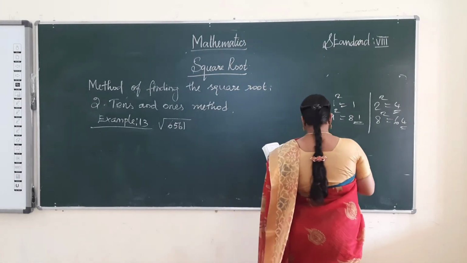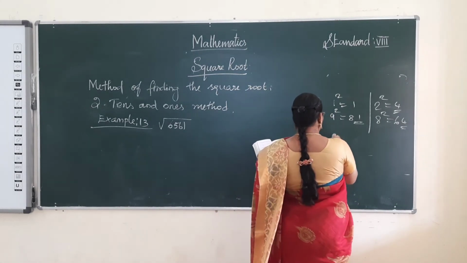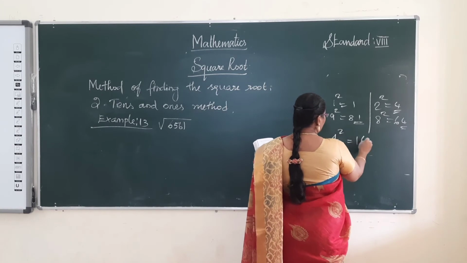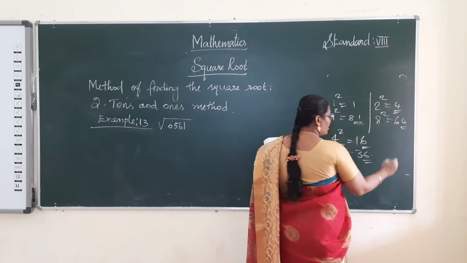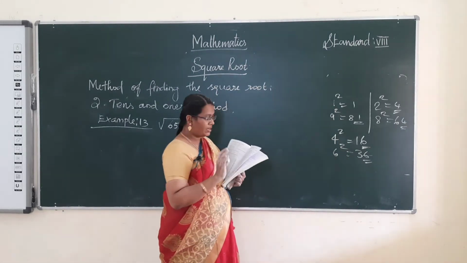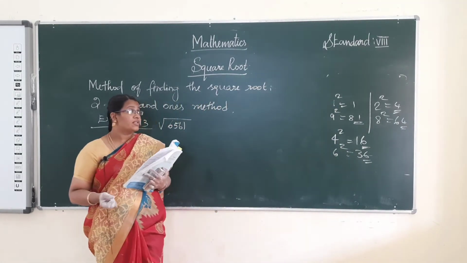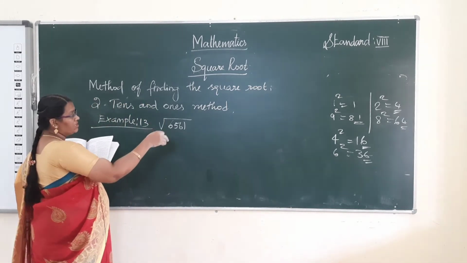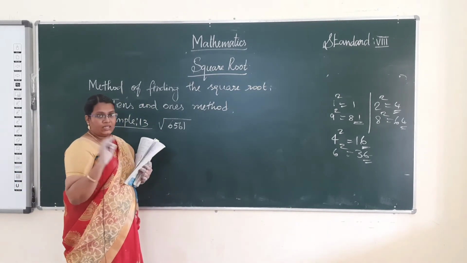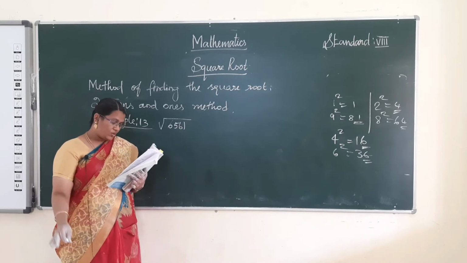Then 4 squared is 16 and 6 squared is 36, so those ones places are also given. These are all the perfect squares, and these are the ones places we have identified.